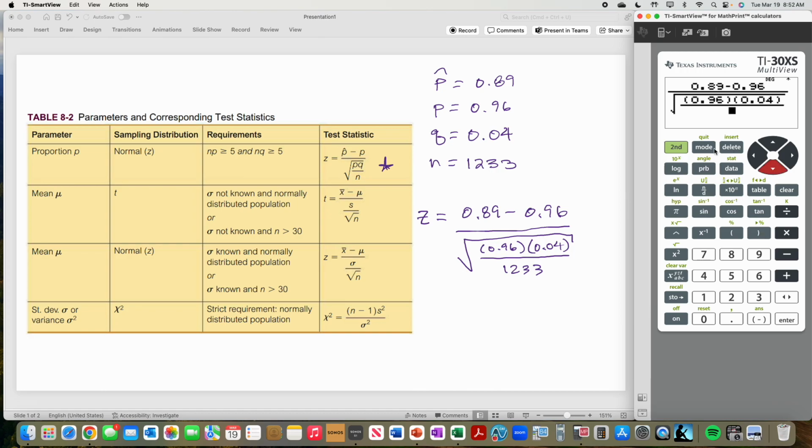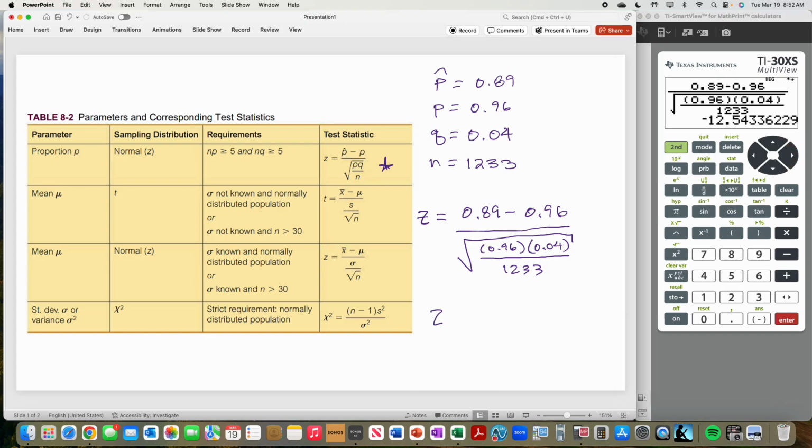Now I drop down into the denominator. I'm going to type in the sample size of 1,233. I've got all of this keyed into my calculator now. I'm going to press my enter button and I get a test statistic. So my z test statistic here is equal to negative 12.543.